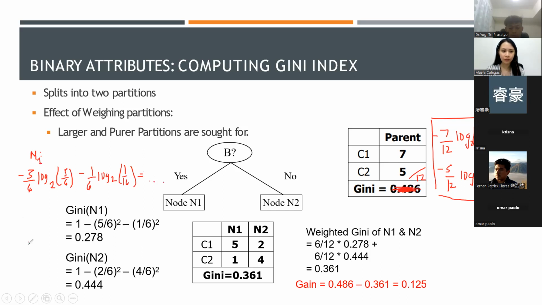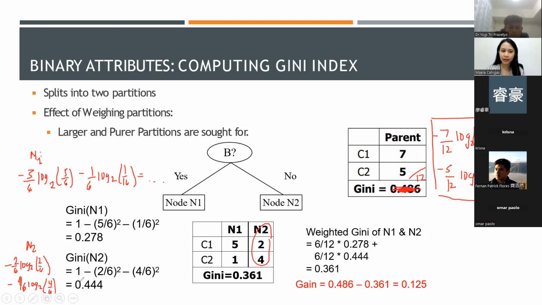How about for N2? The value for N2 would pertain to this one. So that would be 2 over 6 log 2 over 6. Don't forget the negative value. And then another one would be negative 4 over 6 log of 4 over 6. All right.